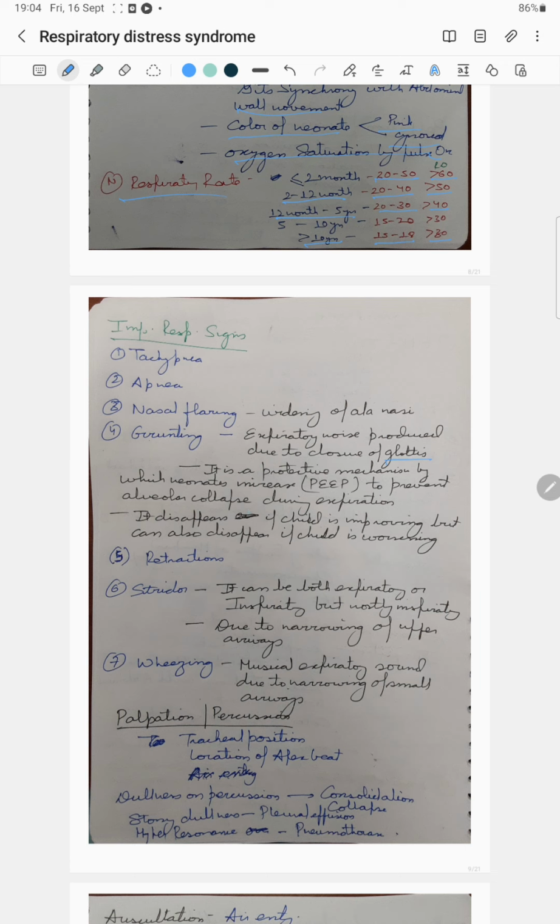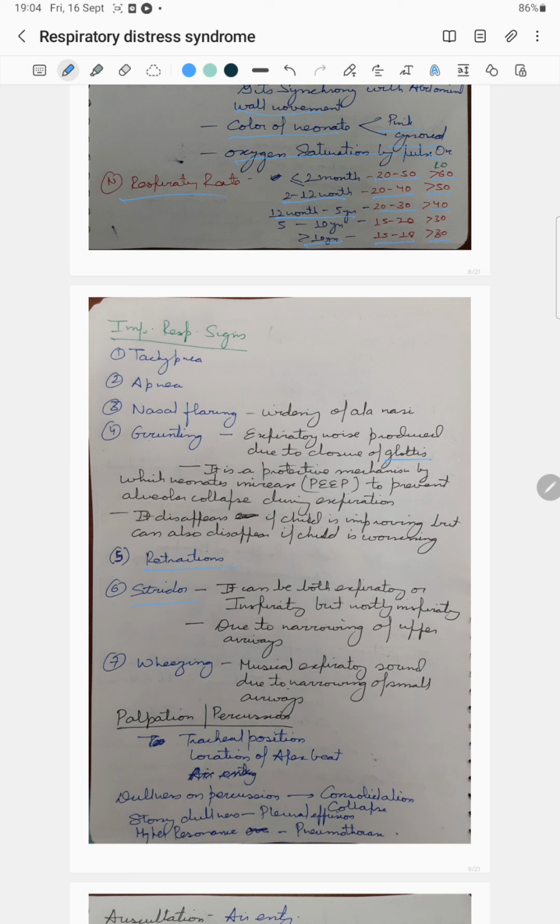What is PEEP? Positive end expiratory pressure. The neonates, while dilating the alae nasi, increase the PEEP, which prevents the alveoli from collapse. So it is a protective mechanism, but it is one of the signs which shows that the child is having respiratory distress. Other signs are retractions, stridor.